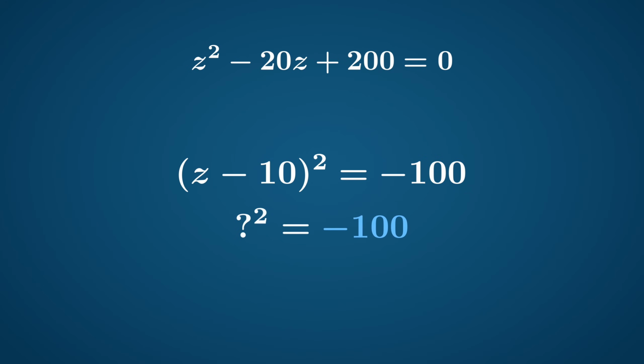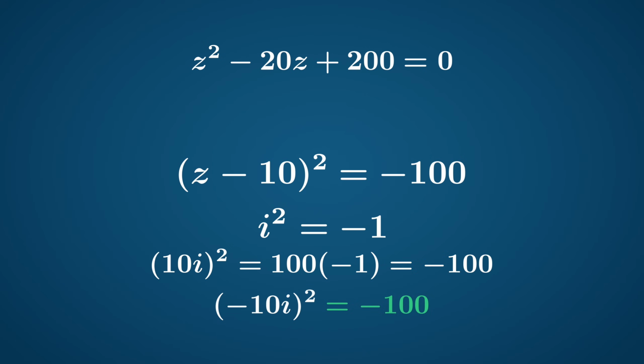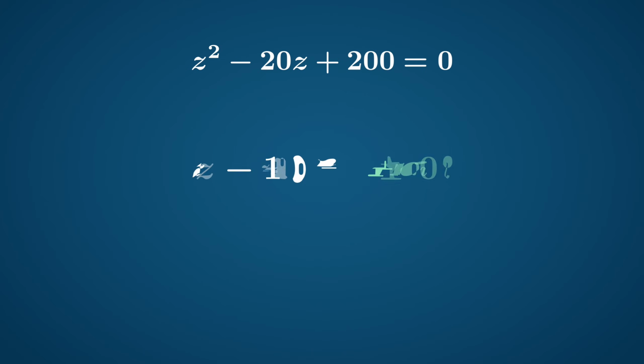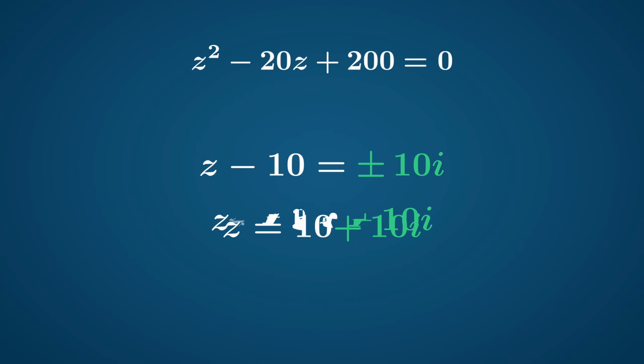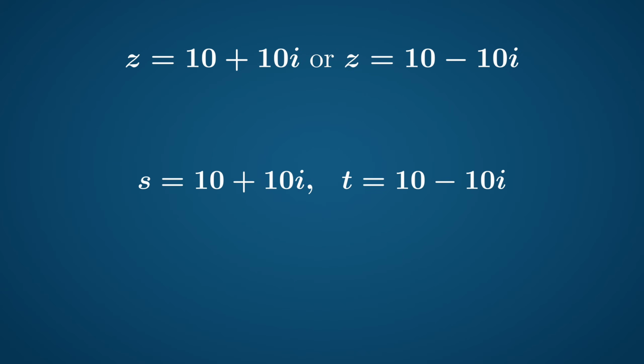So we need numbers whose square is negative 100. Since i squared is negative 1, 10i squared is 100 times negative 1, which is negative 100. Negative 10i squares to the same thing, and those are the only two. So z minus 10 is plus or minus 10i, which gives z equals 10 plus 10i, or 10 minus 10i. Our pair s and t is exactly these two numbers, one each.